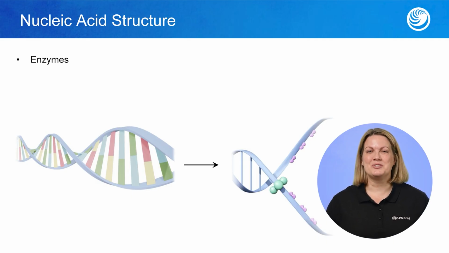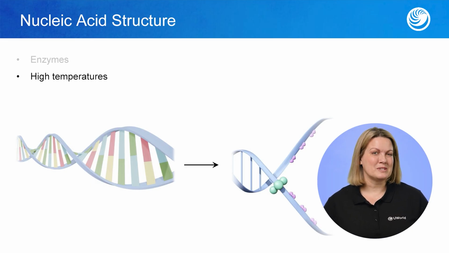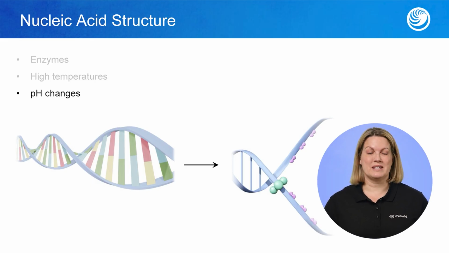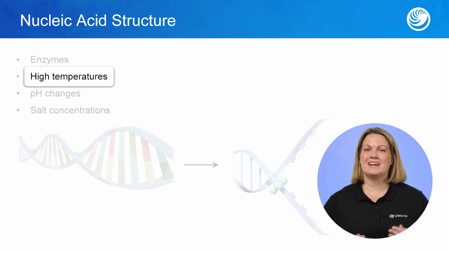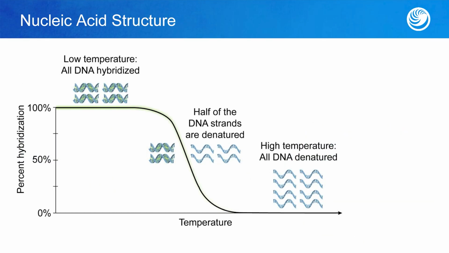Denaturation can occur due to a few different factors like enzymes, high temperatures, pH fluctuations outside normal physiological levels, and salt concentrations. Now, let's focus for a second on temperature. And more specifically, let's discuss melting temperature, which is the temperature required to separate half of the double helices in a sample into single strands.